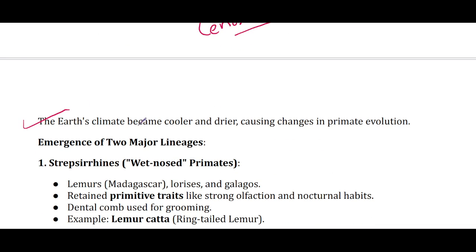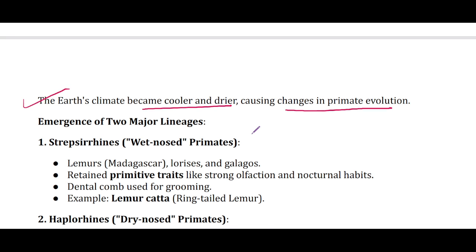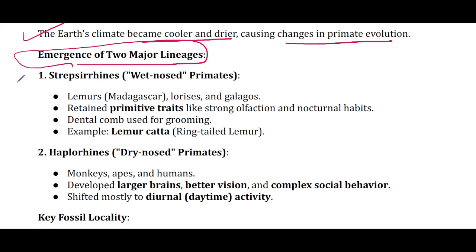So here Earth's climate became cooler and drier, causing changes in primate evolution. So here two major lineages evolved.